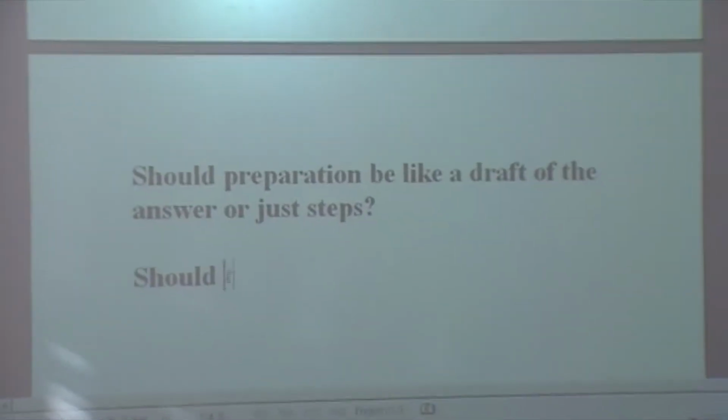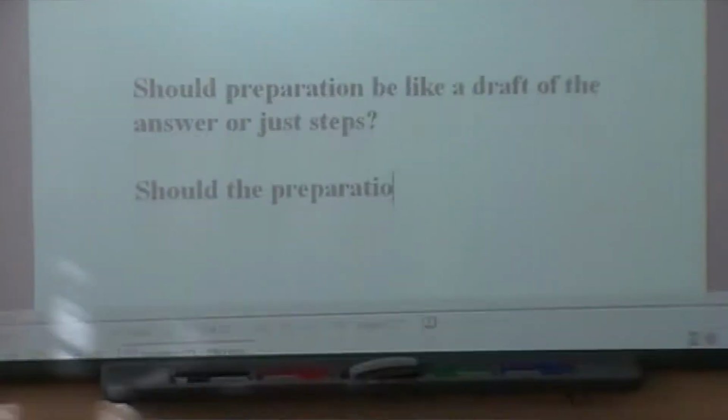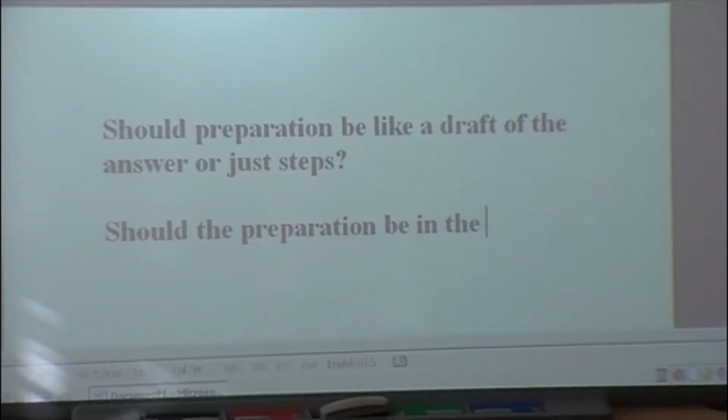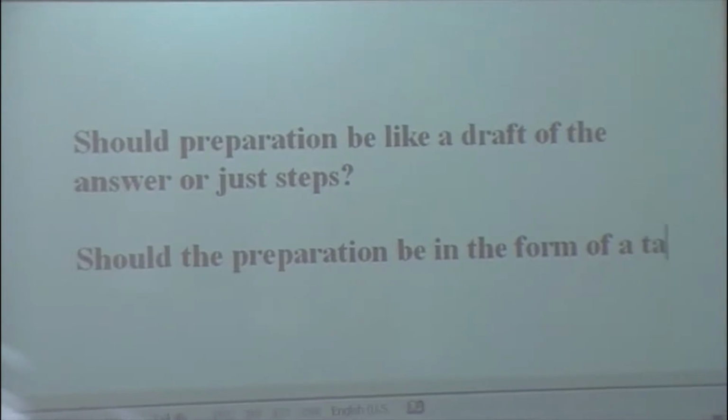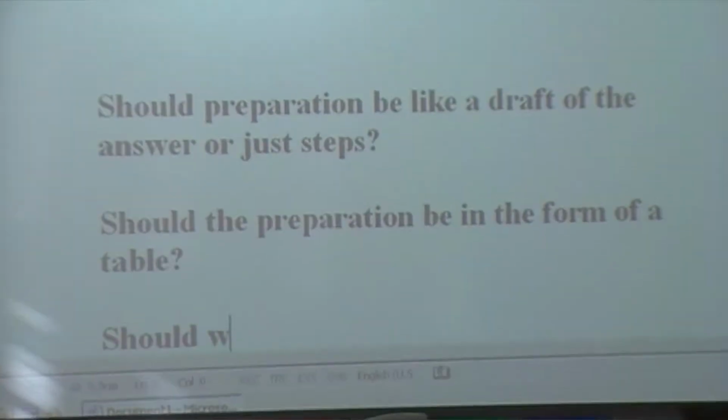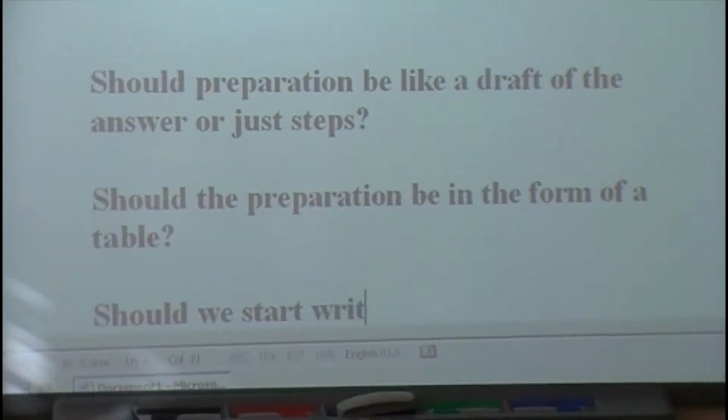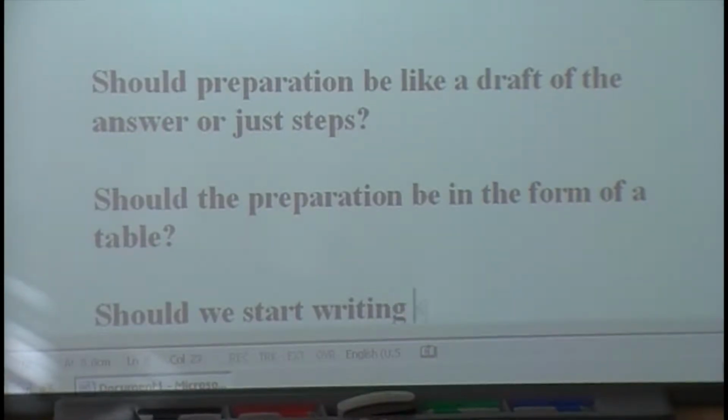Yes, Julia. Should preparation be like a draft of the answer or just steps? Should the preparation be like a table, in table form? Should we start to write our text or only prepare for the writing? So to write some parts of our text, like the beginning or ending. And I have answered the question.